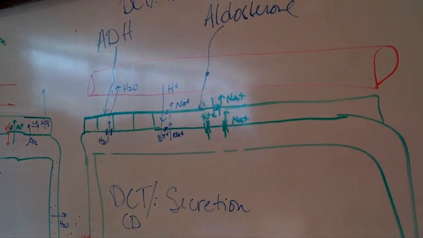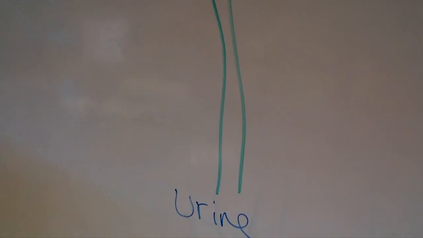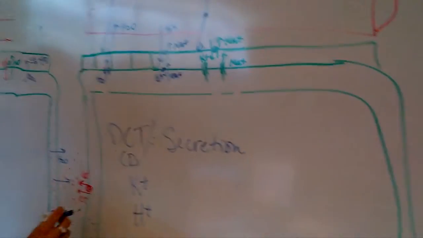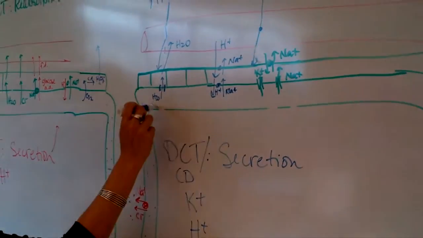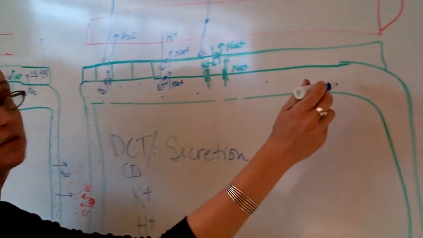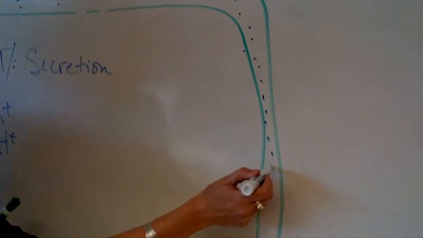And then all of this is going to produce the urine, in the presence or absence of ADH. So if we are in the presence of ADH, as it goes up here and the salts leave, it's less concentrated. But in the presence of ADH, as it's going out, it becomes very, very concentrated.